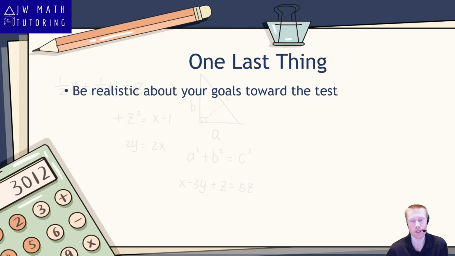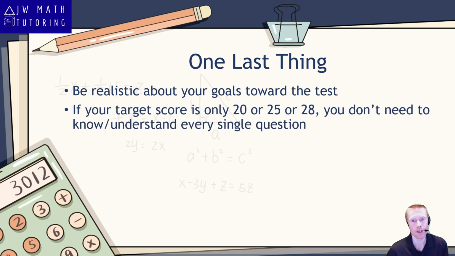And now the last thing to be aware of is that I want to make sure you are being realistic about your goals for the test. What I mean by that is, if you have a target score, whether it's a 20 or 25 or 28, or maybe higher, 32 or 33, unless you're aiming for essentially a perfect score, you don't need to know or understand every single question, especially if your target score is in that lower range, whether it's just a 20 or 25.